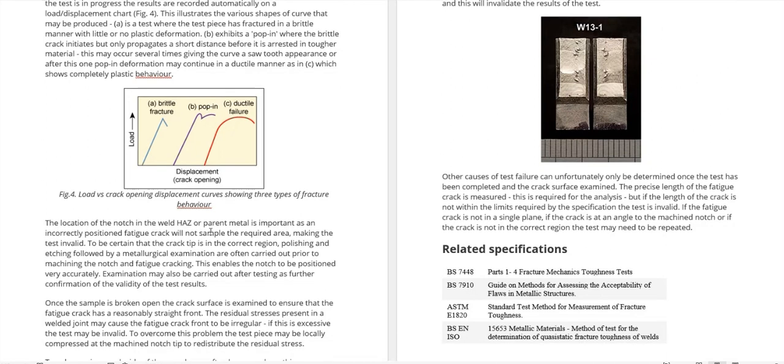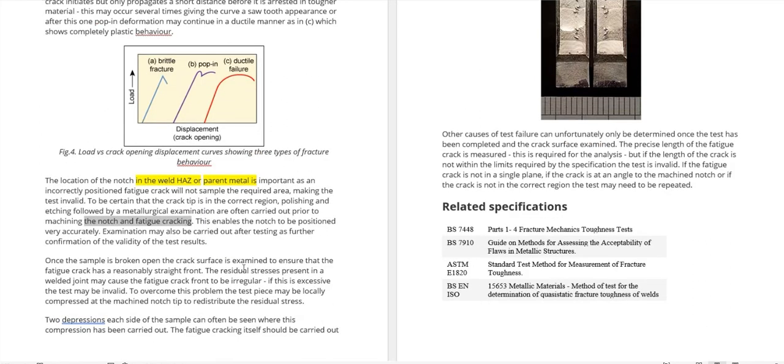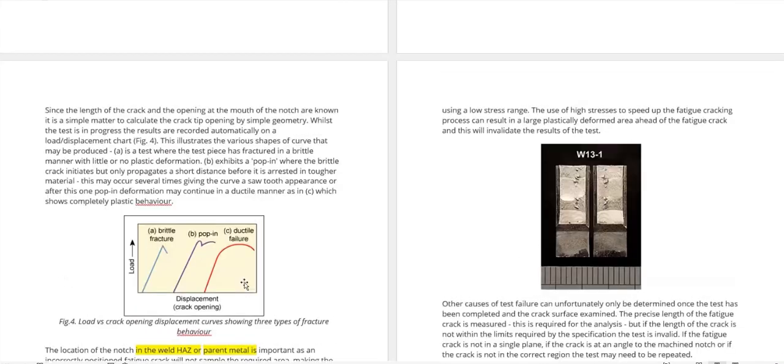The location of the notch in the weld, heat affected zone, or parent metal is important, because an incorrectly positioned fatigue crack will not sample the required area, making the test invalid. To be certain that the crack tip is in the correct region, polishing and etching followed by metallurgical examination are often carried out prior to machining of the notch and fatigue cracking. This enables the notch to be positioned very accurately. These things are okay, it's not a big thing. So these are some basics behind this CTOD test.